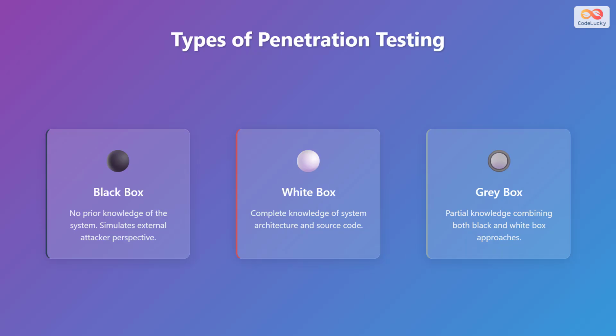White box testing, on the other hand, provides testers with complete knowledge of system architecture, source code, and internal documentation. This comprehensive approach allows for thorough testing of all system components. Gray box testing combines elements of both approaches, providing partial knowledge of the system. This balanced method is often preferred as it simulates scenarios where attackers have gained some insider knowledge while still maintaining elements of real-world discovery.